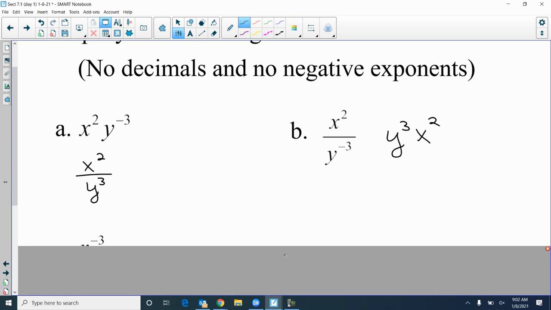Don't move the x squared. I think you tried to move it down below. The x squared already has a positive 2 on it, so it has to stay in the top. It has to stay in the numerator. Y to the negative third has a negative exponent, so it kicks upstairs.